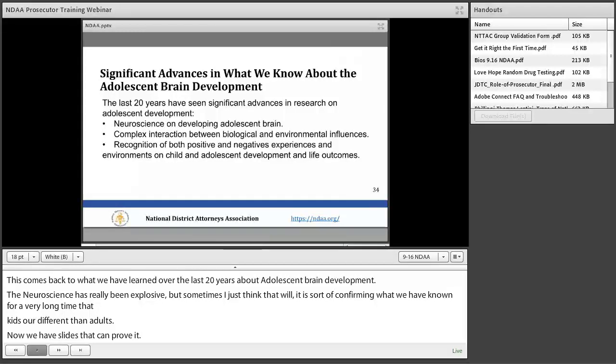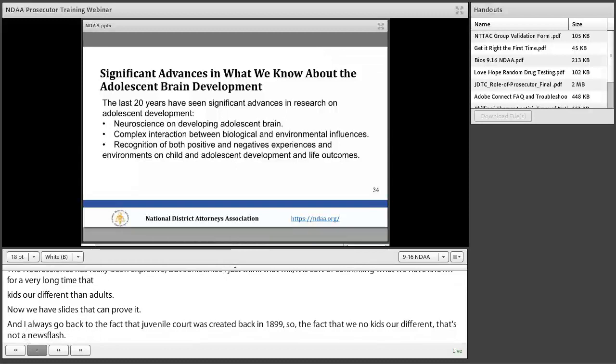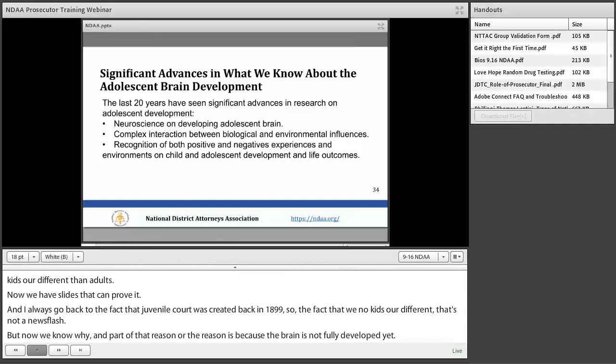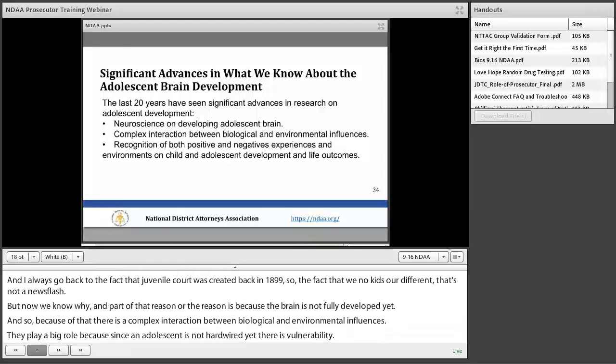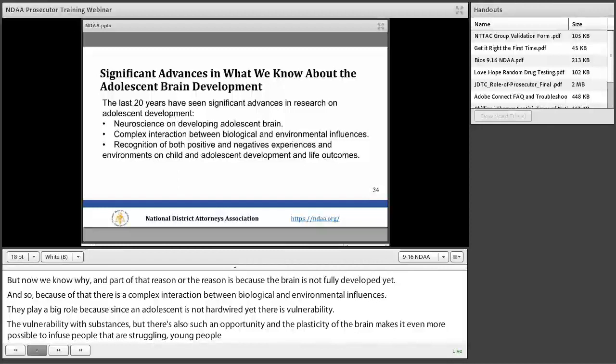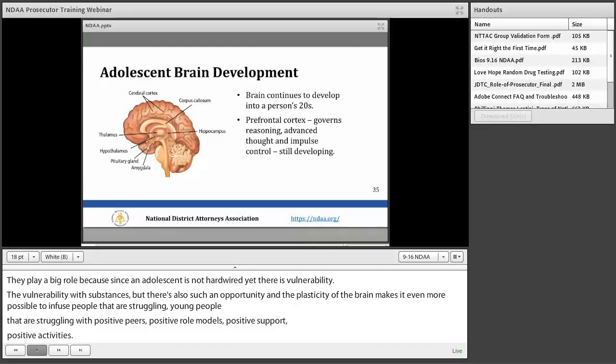But now we know why, and the reason is that the brain is not fully developed yet. Because of that, there's a complex interaction between biological and environmental influences, and they play a big role. Since an adolescent isn't hardwired yet, there's vulnerability to substances, but there's also such an opportunity. The plasticity of the brain makes it even more possible to infuse young people who are struggling with positive peers, positive role models, positive support, positive activities. So with the developing brain there are plenty of opportunities, but we also have to understand that the vulnerability of that developing brain to substances is something we cannot ignore.